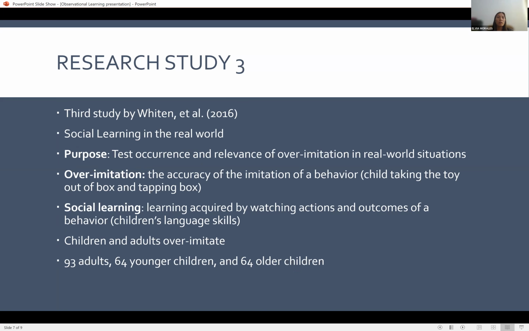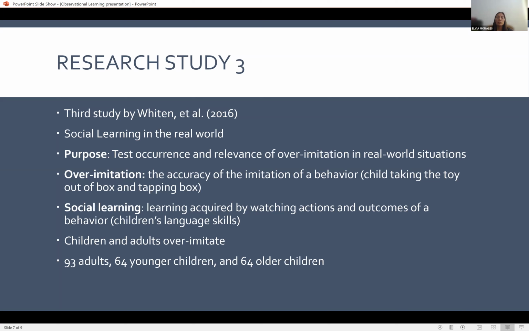Lastly, the last study was done by Witten and colleagues in 2016, and the name is Social Learning in the Real World. The purpose of the study is to test the occurrence and relevance of over-imitation in real-world situations. Over-imitation refers to the accuracy of the imitation of a behavior, how closely the behavior is imitated.